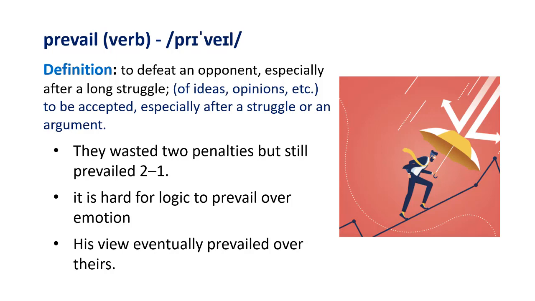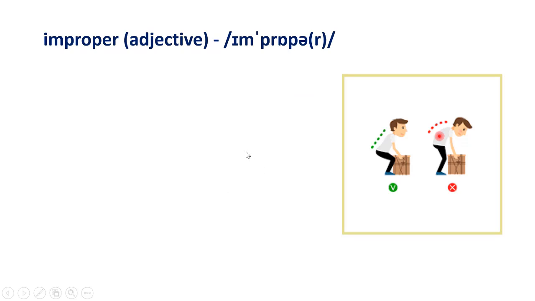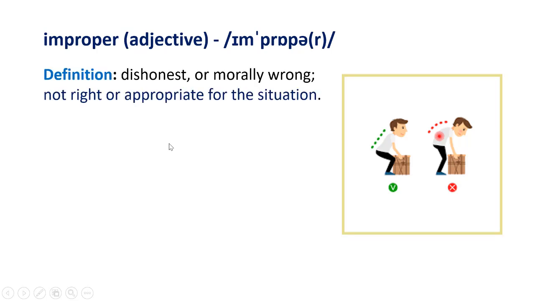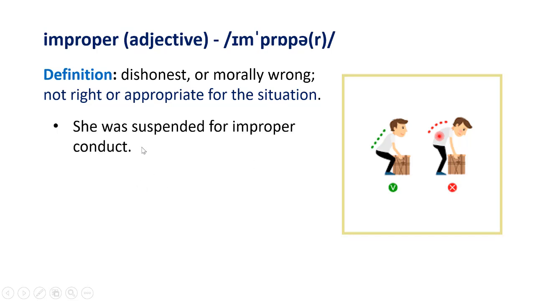Okay, and now we move to the next word, improper. Improper, it is an adjective, right? As you can see, the phonics like this, to help you pronounce this word properly. Improper. Okay, let's see the definition of this word. Improper. There are two main meanings. The first meaning is dishonest or morally wrong, and the second meaning is not right or appropriate for the situation.